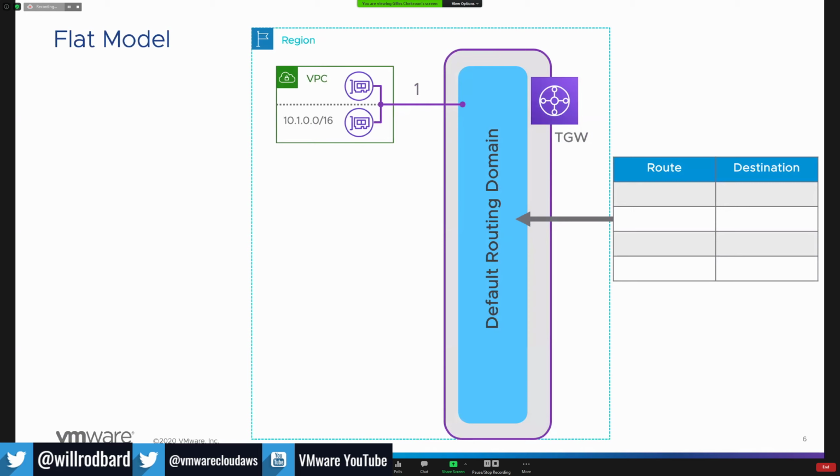So I'll take an example here of a flat model. What is a flat model? A flat model means I'm going to connect VPCs to my transit gateway and I want all of them to talk to each other.